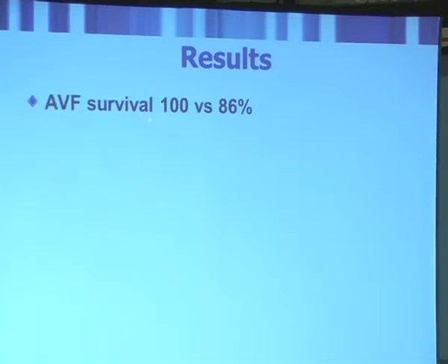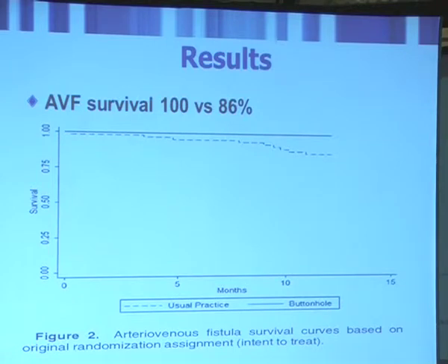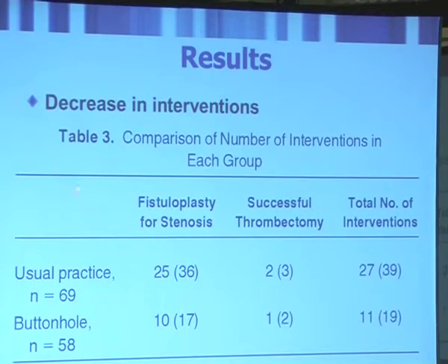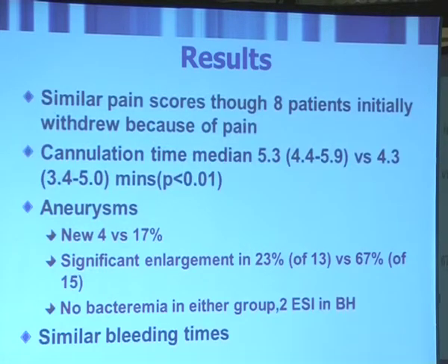The patients with the buttonhole technique had 100% survival at 1 year as opposed to 86% with standard practice. Significant difference in the Kaplan-Meier analysis. There was significant decrease in interventions with the buttonhole group. Only 11 patients as opposed to 27 required interventions. Significantly less use of fistuloplasty, approximately half. So obviously the patients who were on buttonhole technique had better fistula survival, had decreased requirement of interventions.